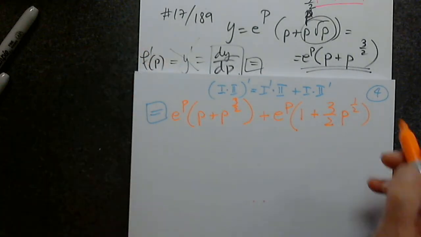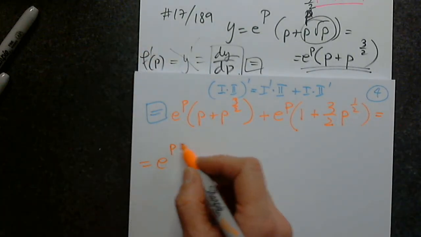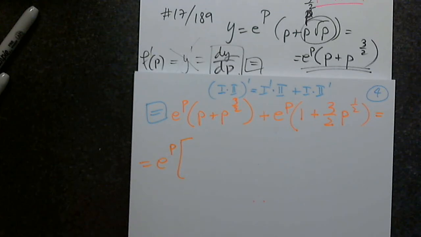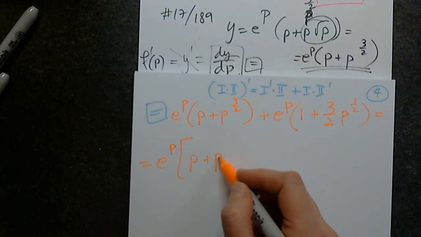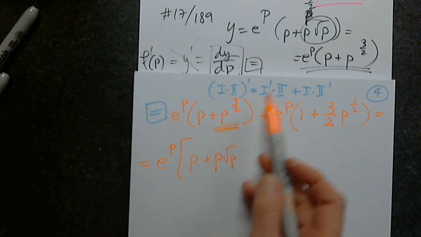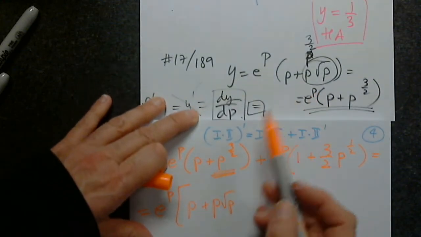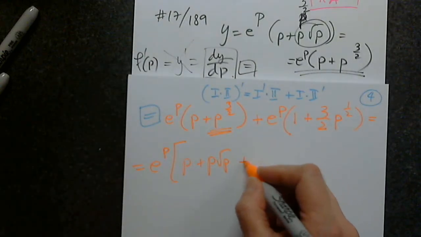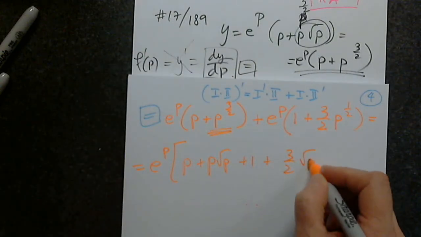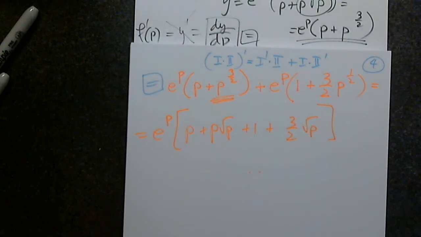I would try to simplify it a little bit by factoring out e to p. Now it's p plus, and I can go back to p the square root of p. I know that this came from that. So p to 3/2 is the same as p the square root of p, plus 1 plus 3/2 the square root of p. I'm looking at it, and there is nothing really I can do any further. Even if I factor out, there is nothing I can do, so there is no need.